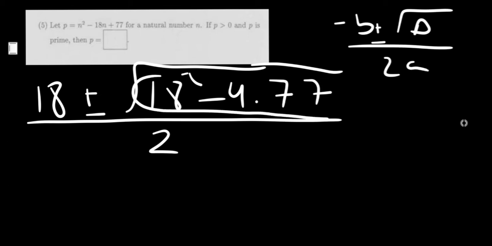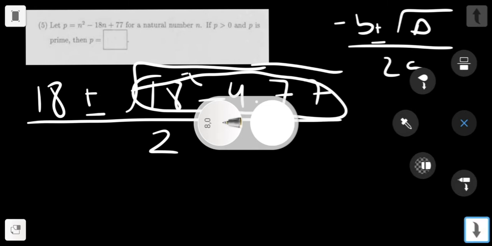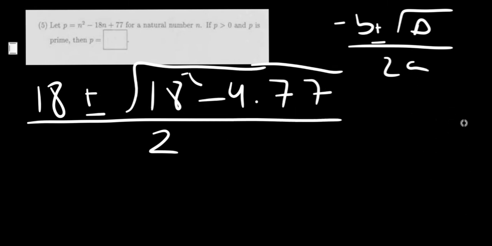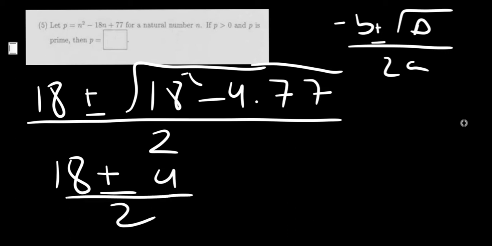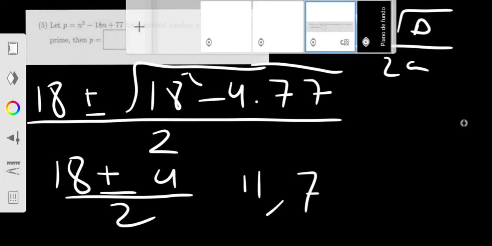So this part over here will equal 16, okay? If you do the numbers, 18 squared minus 4 times 77 will equal 16. So 18 plus or minus square root of 16, which is 4, divided by 2. So 22 divided by 2 is 11, or 14 divided by 2 is 7. So you have these two answers over here.